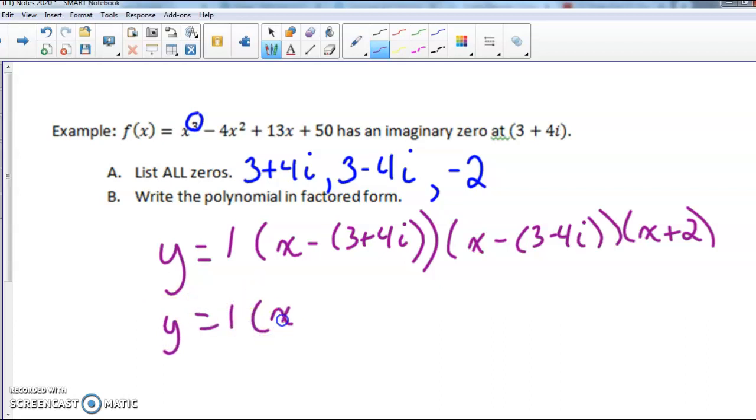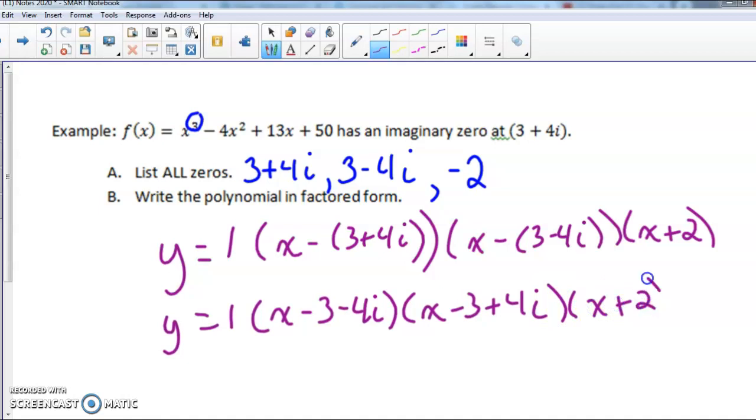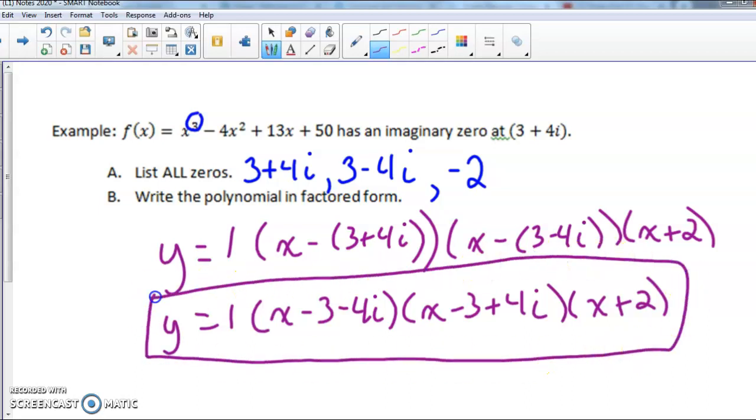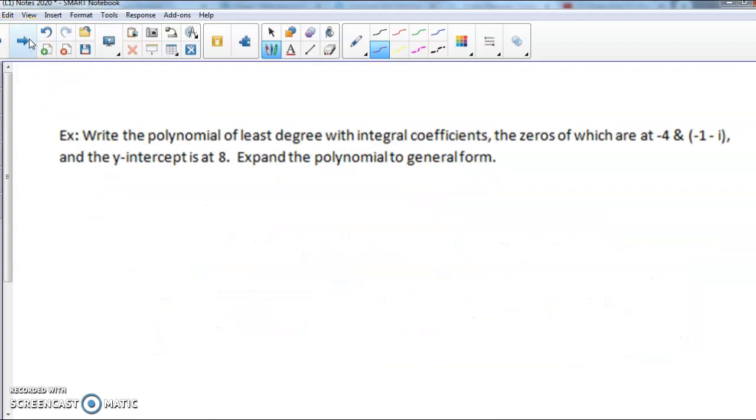So it would look like x minus 3 minus 4i and x minus 3 plus 4i. Okay, so it's not the prettiest thing in factored form, but it's possible. And this is what it looks like in factored form. Because the lead coefficient was 1, if you left it off, that would have been okay as well. Okay, looking at the next one.